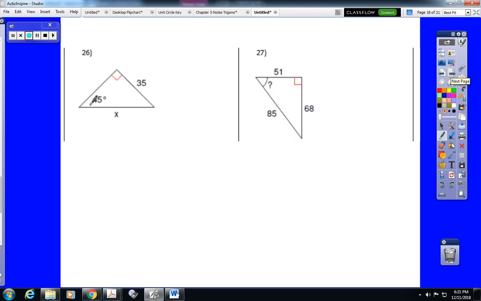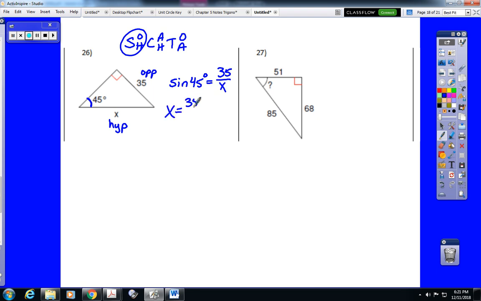On 26, we're dealing with this 45-degree angle. Now this one's in here because people get tricked by this all the time. If we're looking here, x is our hypotenuse, and 35 is our opposite. It is across from the angle we're working with. So when we pick out our SOHCAHTOA for this problem, we're dealing with opposite and hypotenuse, that is sine. So the sine of 45 degrees equals opposite over hypotenuse, 35 over x. X is on the bottom. That means we're going to be dividing 35 by the sine of 45 degrees.